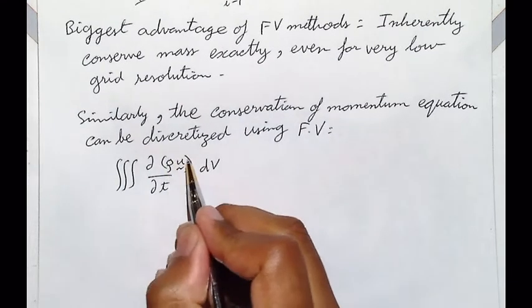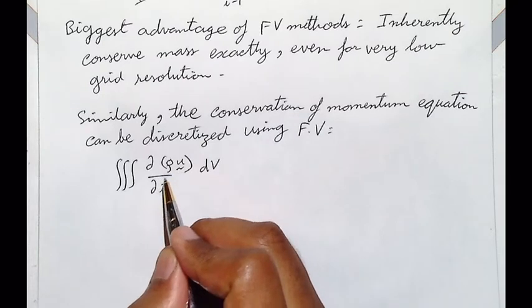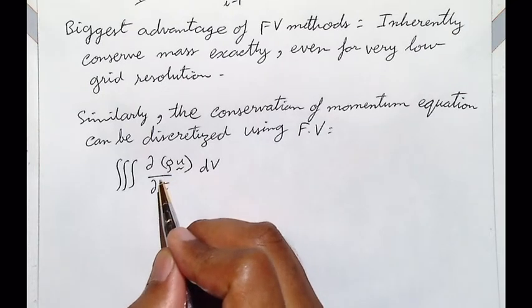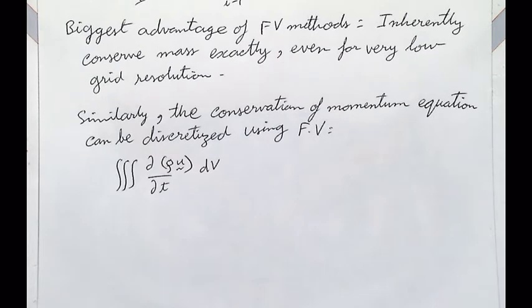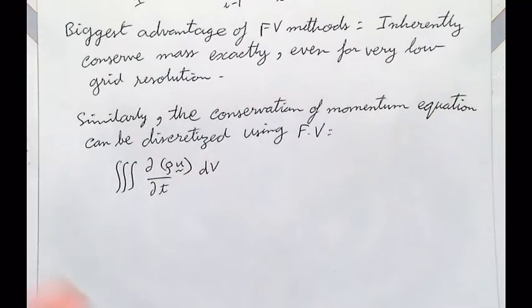I'm blanking on what rho u is called. P equals mv. What is P? Momentum. Impulse and momentum. So this is the change of momentum, the rate of change of momentum.